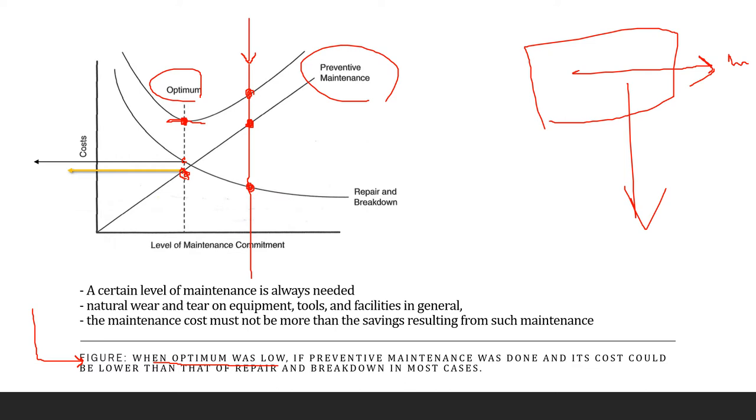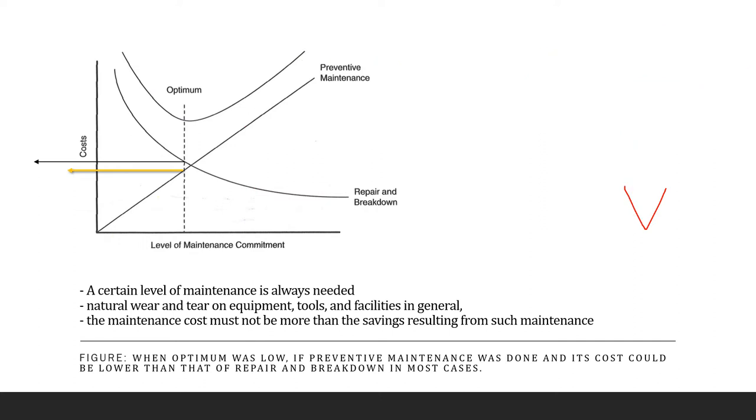If your optimum is high, there's no need to do preventive maintenance. It's just a waste of time anyway. A repair and breakdown can happen because your system is running. I think you get the point. If you don't get it, try to study by drawing many times. And if you need to, besides just listening to the video lecture, you can come to me and I'll show it to you again.